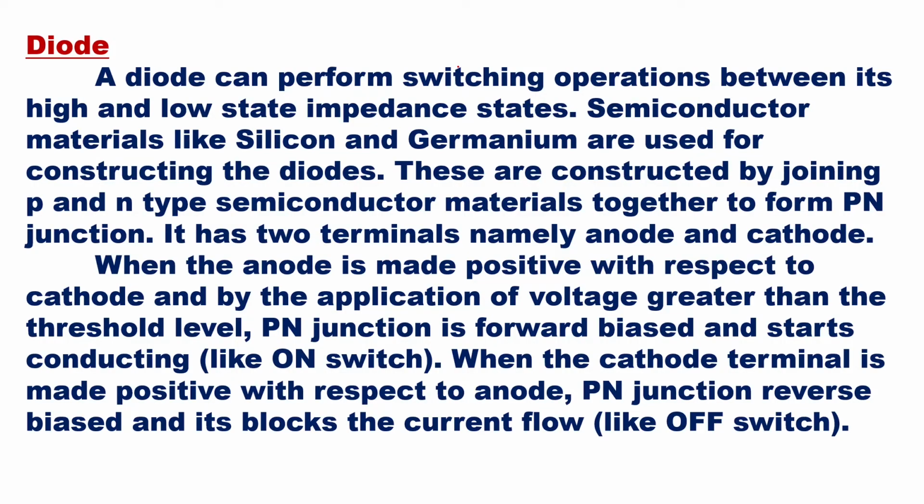If you go to see the theory of the diode, a diode can perform switching operations between its high and low state impedance. So for impedance states, when it is forward bias, it is low impedance.